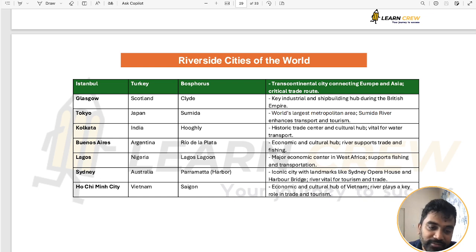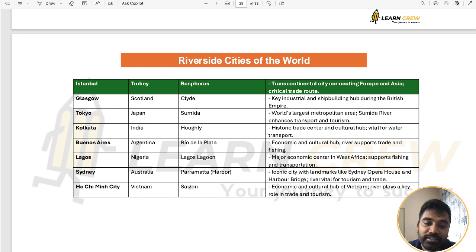Buenos Aires, spelled as. Lagos Lagoon, it is in Nigeria. Lagos Lagoon is in Lagos, a major economic center in West Africa, supporting transport and fishing.